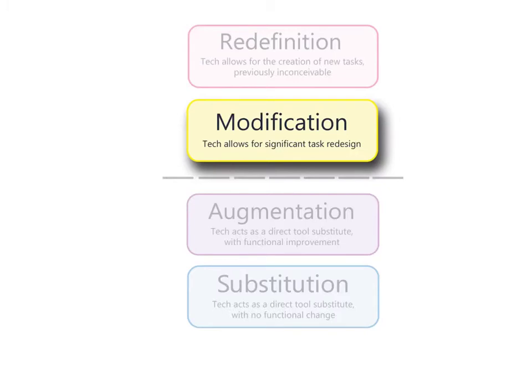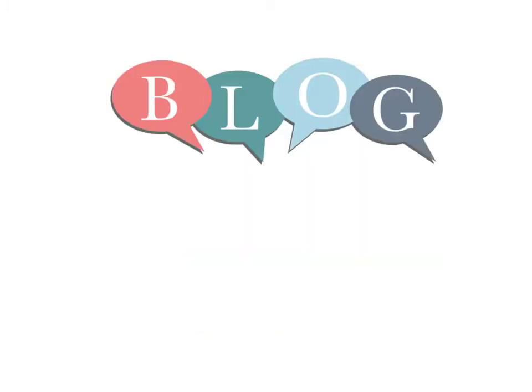Now, moving up to the transformation group. In this group, we have modification. Modification is when the task can be redesigned significantly due to technology. An example of this would be each student having their own blog where they can post their artwork.